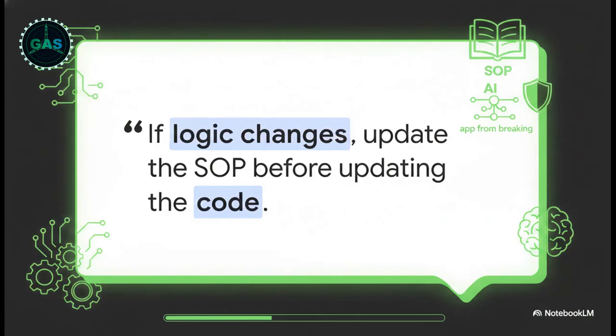And that brings us to the absolute golden rule of the architecture phase. If the logic of your app changes, you must update the written SOP before you ever touch or update the code. The written standard operating procedure has to act as the ultimate, unchangeable source of truth. That is what keeps your AI aligned and keeps your app from breaking.